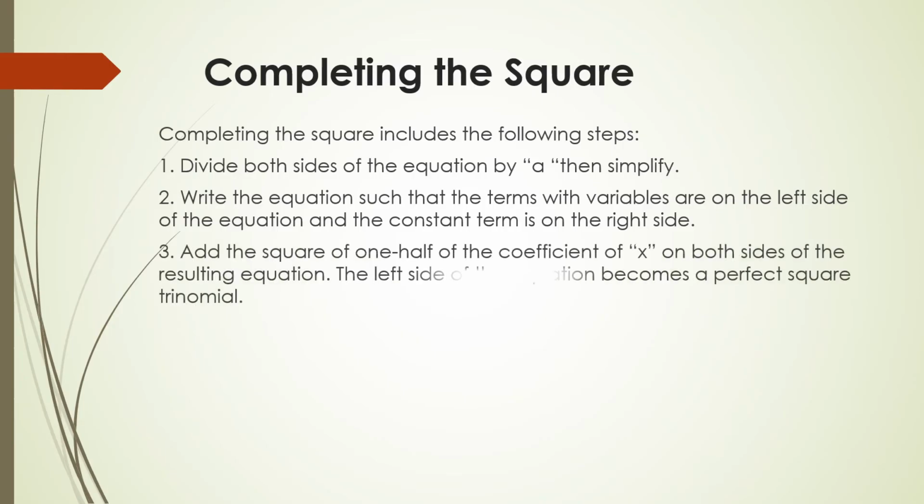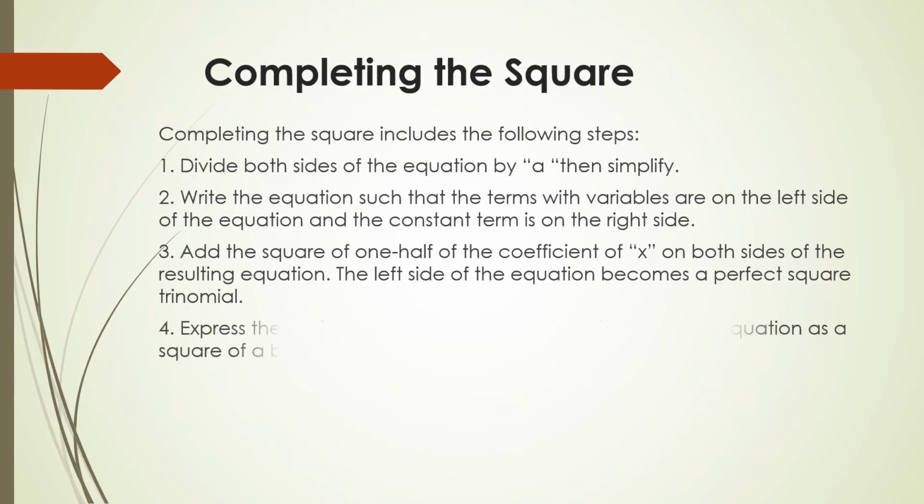Number 3, add the square of 1/2 of the coefficient of x on the both sides of the resulting equation. The left side of the equation becomes a perfect square trinomial. So, the target here in number 3 is that you need to form a perfect square trinomial. So, later in our example you will see.